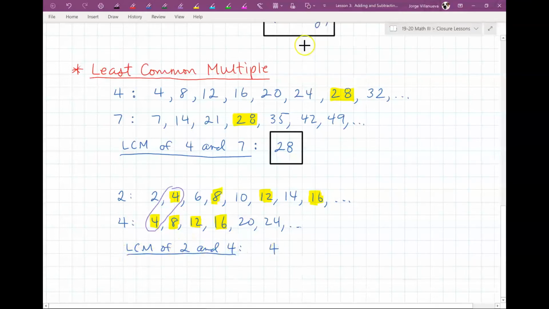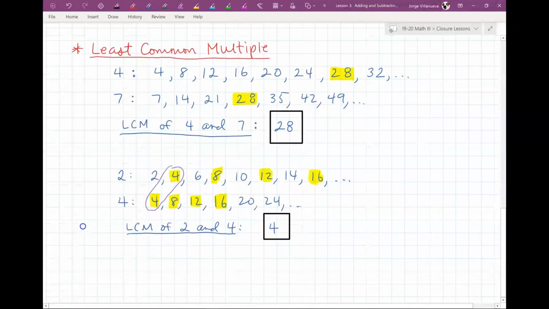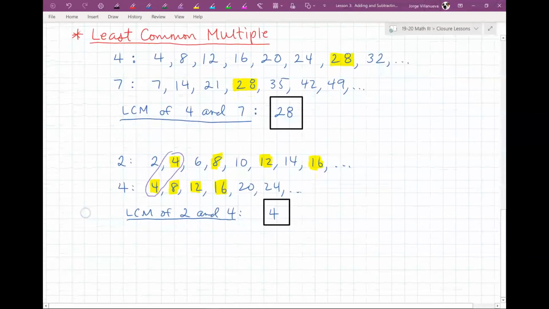Okay, so hopefully this kind of just reminds you of what you used to do before in terms of numbers, because what we're going to be doing is numbers and letters. Now finding the least common multiple for letters is actually very simple. I'll write it down.